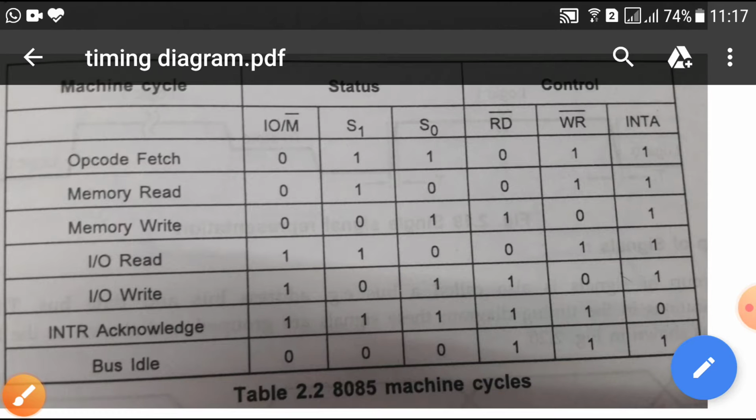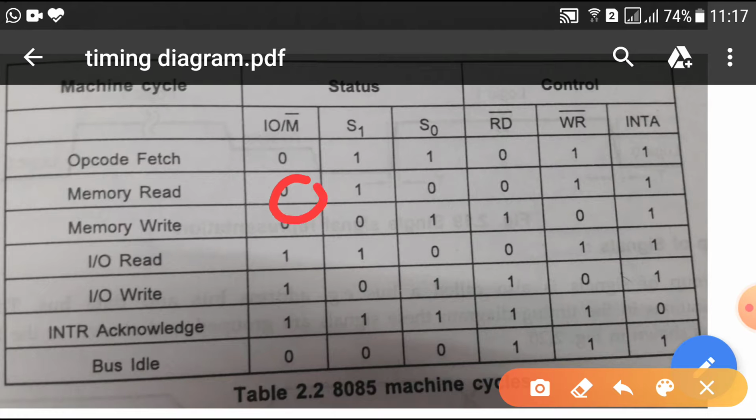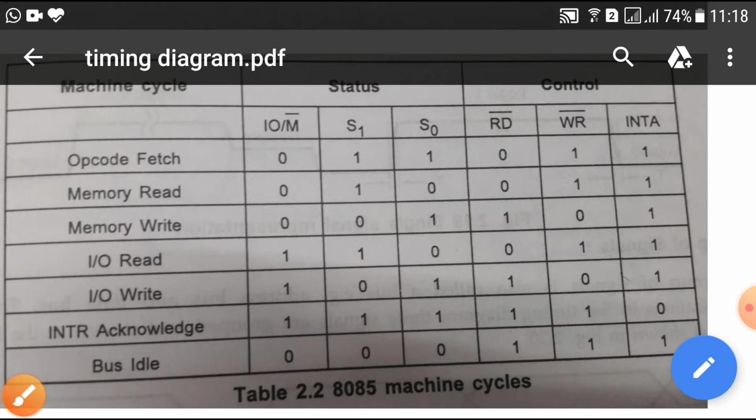Similarly, memory read operation. In memory read operation, we are doing a memory operation, so IO/M is 0. S1 will be 1, S0 will be 0, and since it is a read operation, read will be 0 and write will be 1. So in this way, the different machine cycles are performed. Now opcode fetch is a kind of operation in which the opcode related to the instruction is being fetched. Memory read is a kind of operation in which we want to read any data from the memory.